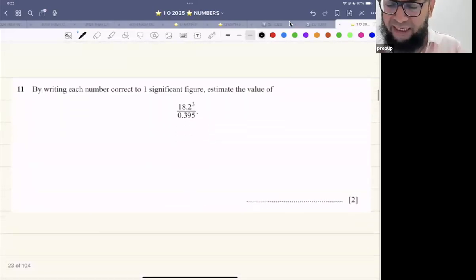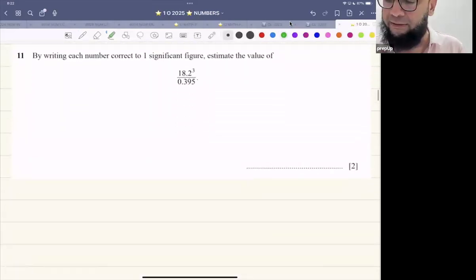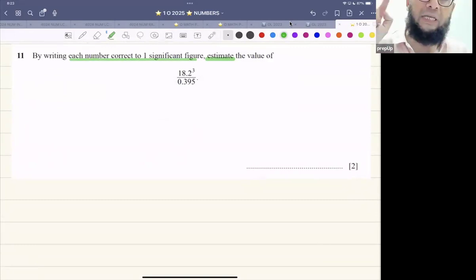Next number, something basic, estimation. Let's focus on this. So in estimation, estimate the value. And we are talking by writing each number correct to one significant figure. Now I would like you people to first try it out. Let me pause the recording. Now it says by writing each number correct to one significant figure.